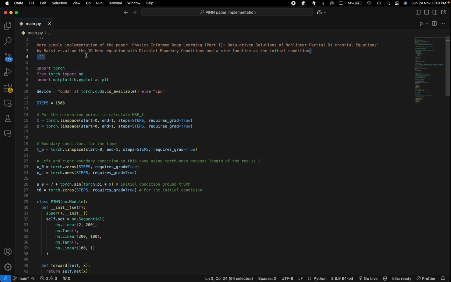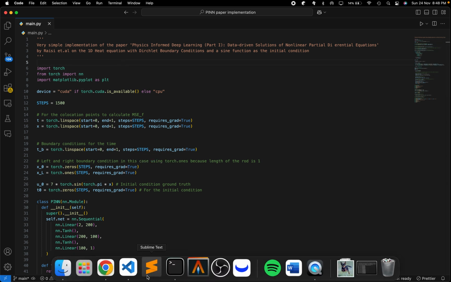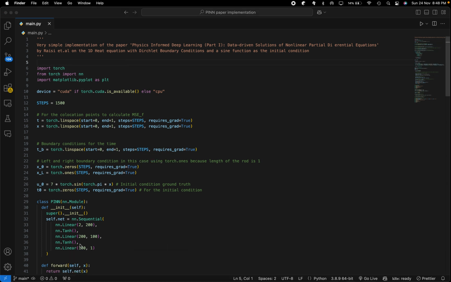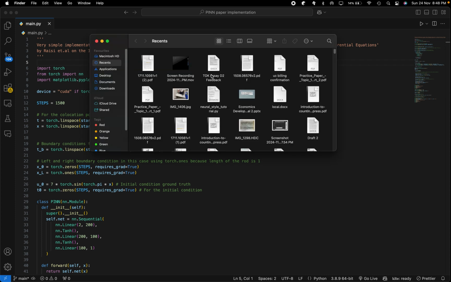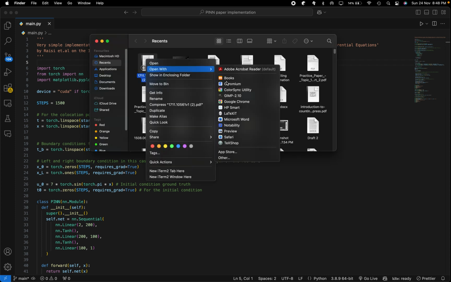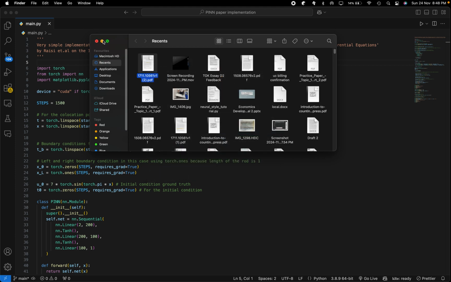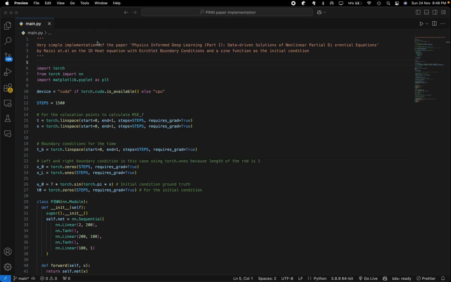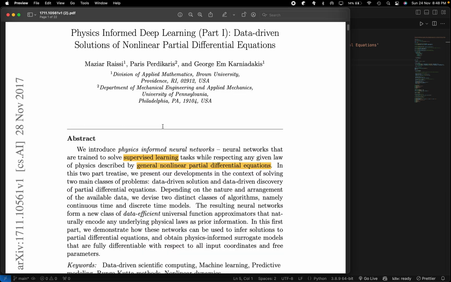So this is the example that I've implemented. The people in the paper actually implemented a different example. They implemented the Burgers' equation. The reason why I didn't implement that is because I don't know exactly what the Burgers' equation is, and so I figured I wouldn't do it.